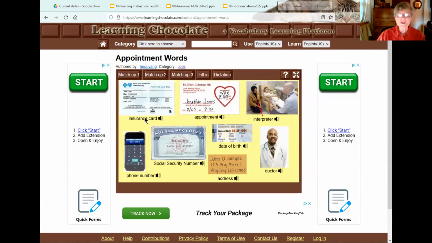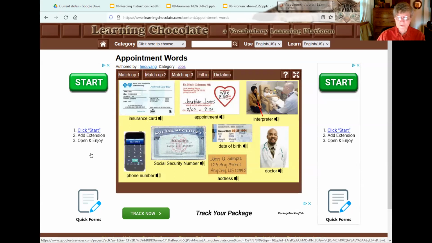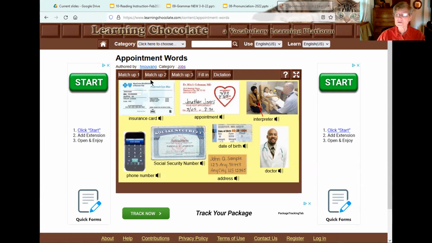And then we can click on Insurance card. Doctor. Just an example. You know, there's audio here. There's a lot of other things, tons of things in this website for all sorts of, you know, there's vocabulary. There's many things you can do on this. That's just a real quick example, but it's a real favorite. And there's different activities so you can do matches and fill-ins and dictation up here.